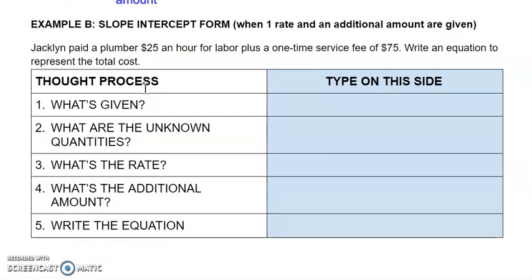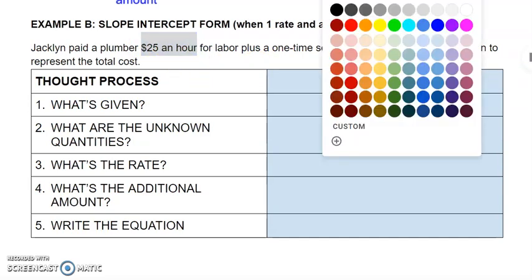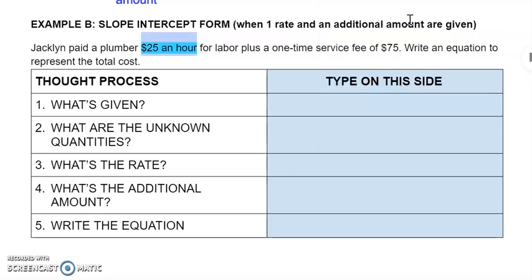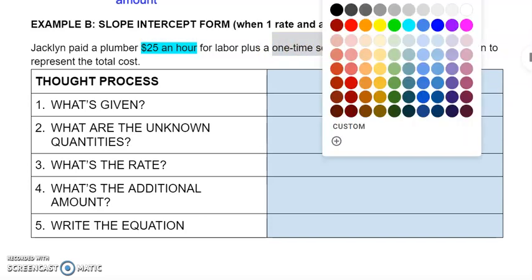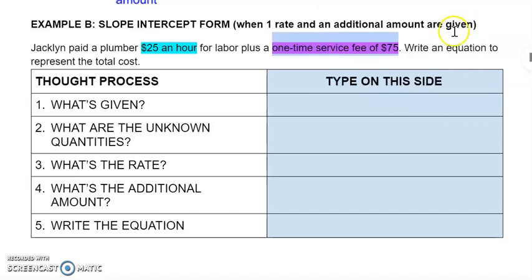Jacqueline paid a plumber $25 an hour for labor plus a one-time service fee of $75. Write an equation to represent the total cost. I have this $25 an hour. That's a rate. It's telling me how much for each hour. Then it says I have this one-time service fee. That's not a rate. I only have to pay that one time to this guy. It's not every hour I have to pay another $75. It's a one-time service fee. Write an equation, so it's equals again, to represent the total cost.